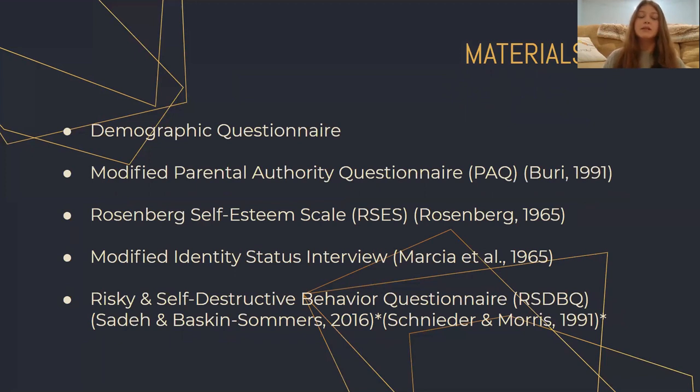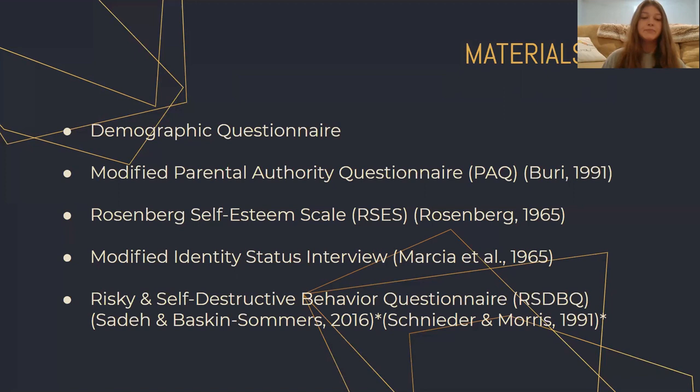So of the materials in this study, it consisted of a demographic questionnaire, which had questions consisting of age, race, ethnicity, parent marital status, and year in college. We also used the modified parental authority questionnaire, which measured the experience of discipline one has growing up. It consisted of 30 questions and was to be answered on a scale from 1 to 5, strongly disagree to strongly agree.